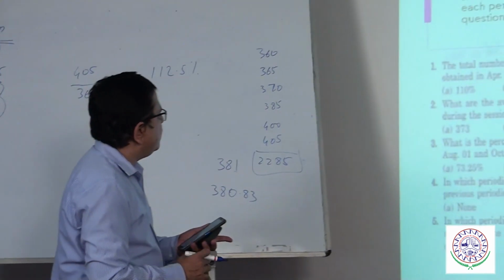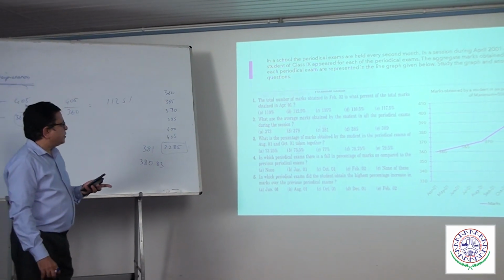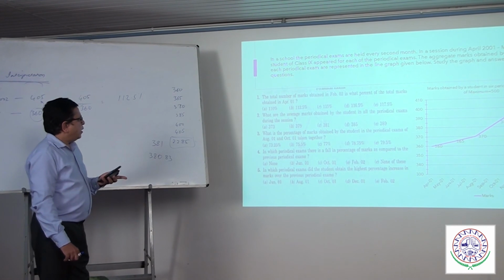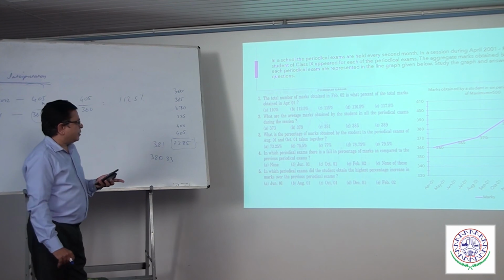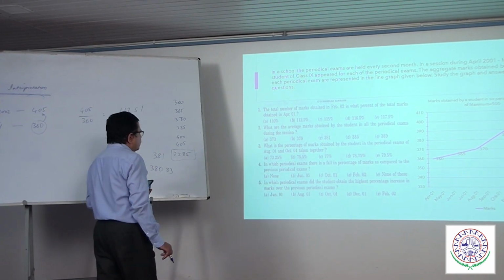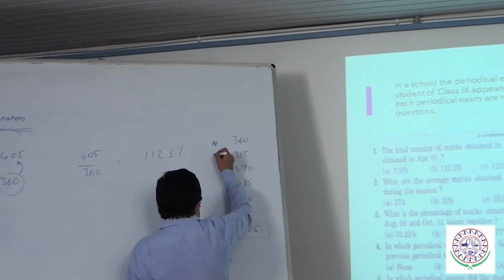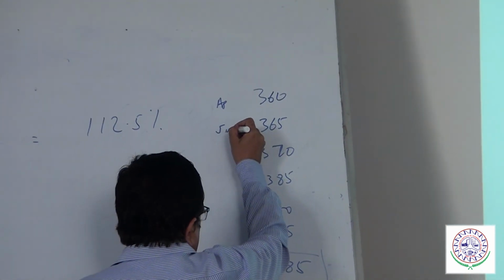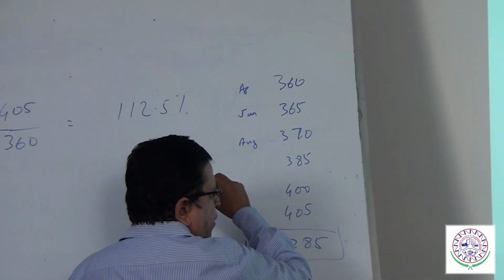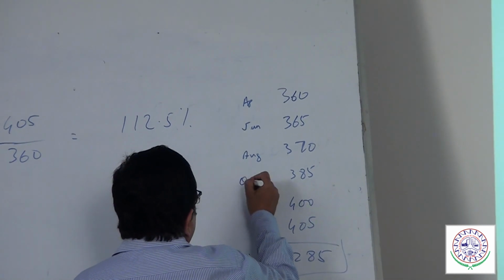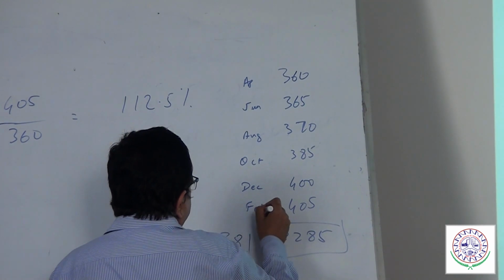Next question is, what is the percentage of marks obtained by the student in periodical exams of August 2001 and October 2001 taken together? Okay, what did he score in August 2001? This is April, this is June, this is August, this is October, this is December, and this is February.